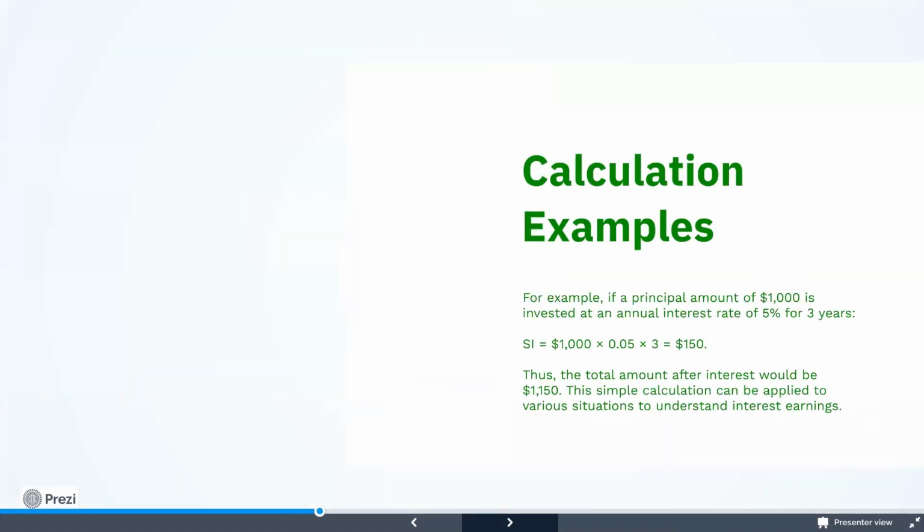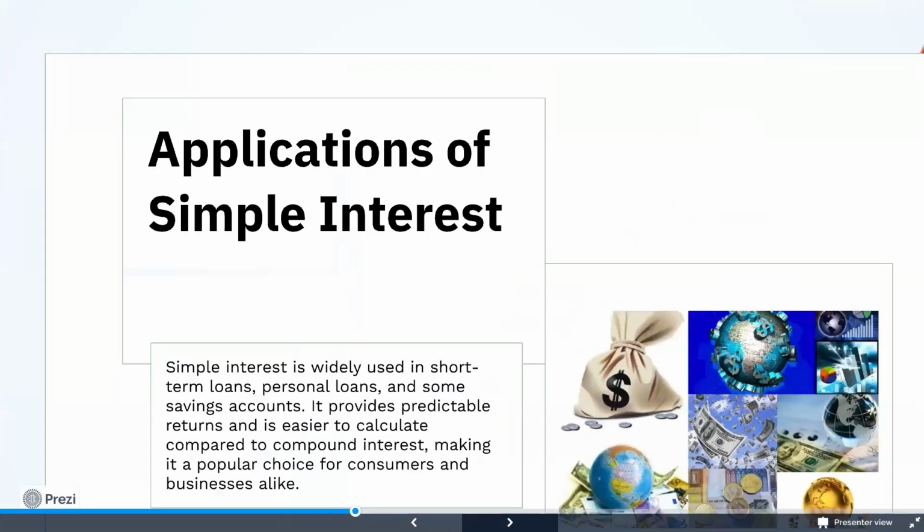For example, if a principal amount of $1,000 is invested at an annual rate of 5% for 3 years, $1,000 times 5% times 3 equals $150. Thus, the total amount after interest would be $1,150. This simple calculation can be applied to various situations to understand interest earnings.